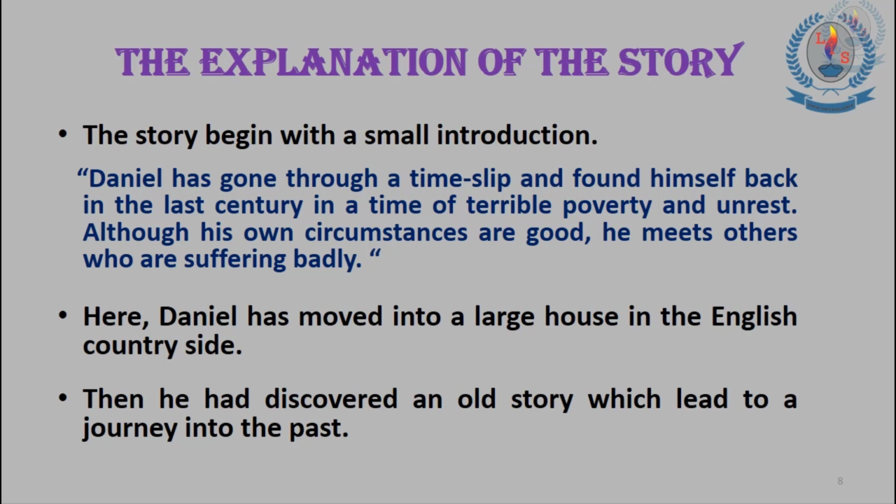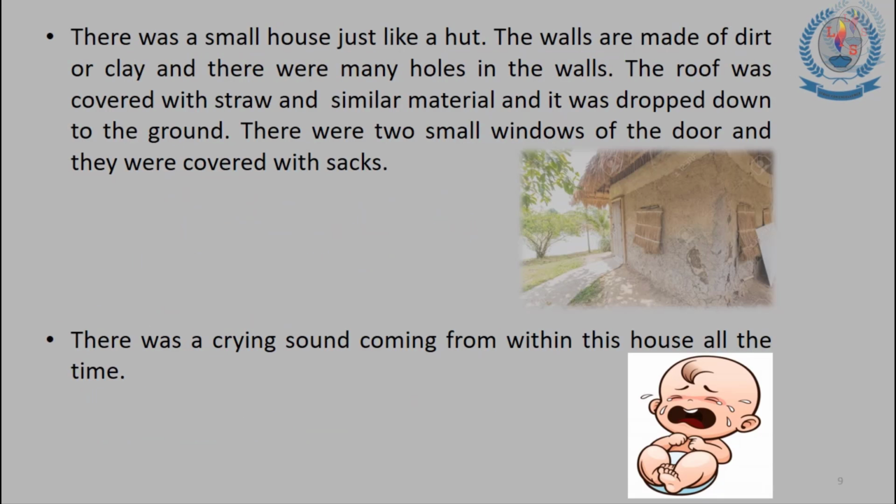Although his own circumstances are good, he meets others who are suffering badly. That means there were so many people who were suffering terribly from poverty and unrest. We'll see what he sees in this period of time. First, the writer describes a house which is witnessed by George and Daniel.